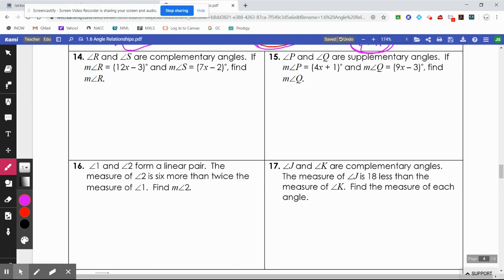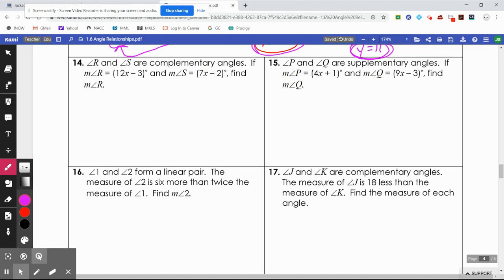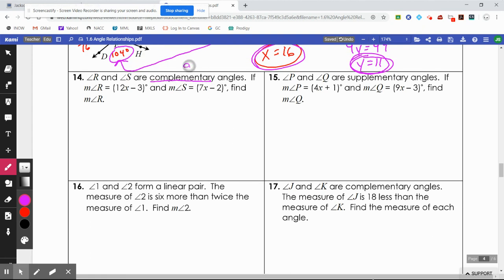Number 14 says angle R and S are complementary angles. Anytime we see the word complementary, we know that those two angles will add up to 90 degrees. If the measure of angle R is this and S is this, there's your two angles, 12x minus 3 and 7x minus 2. We know that when I add them together, I'm going to get 90. Combine like terms, that's a total of 19x. A minus 3 and a minus 2, you can use your calculator, is a minus 5.